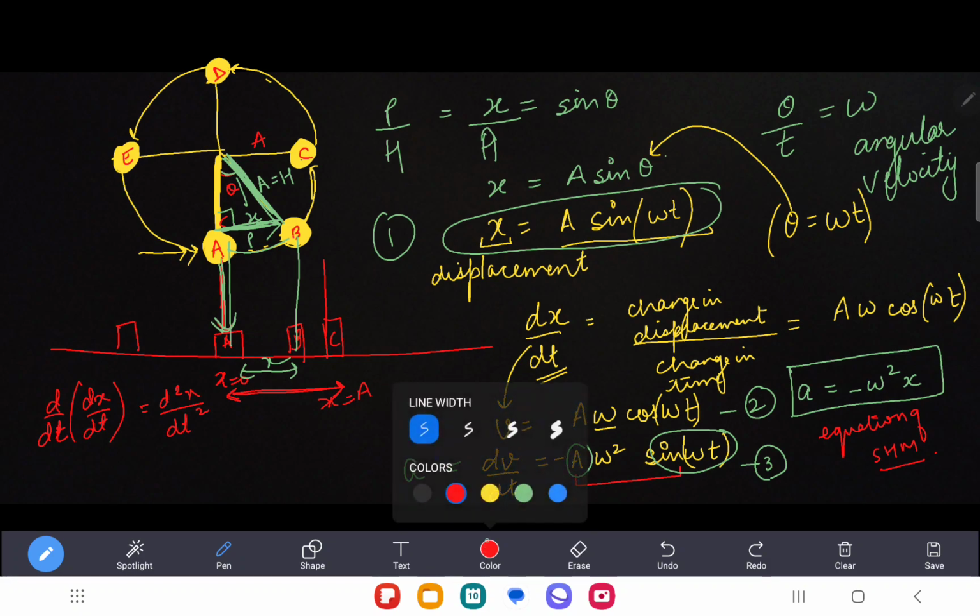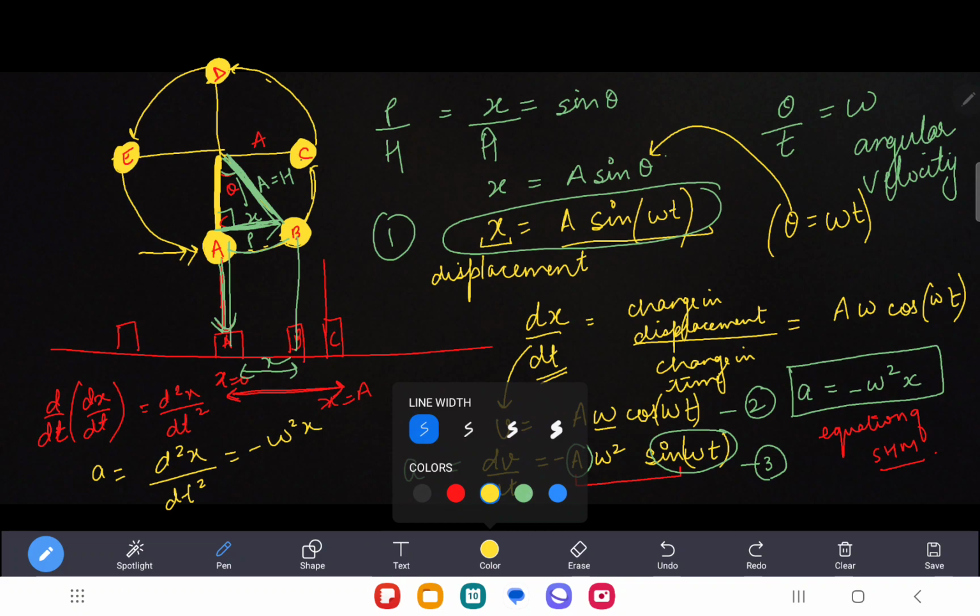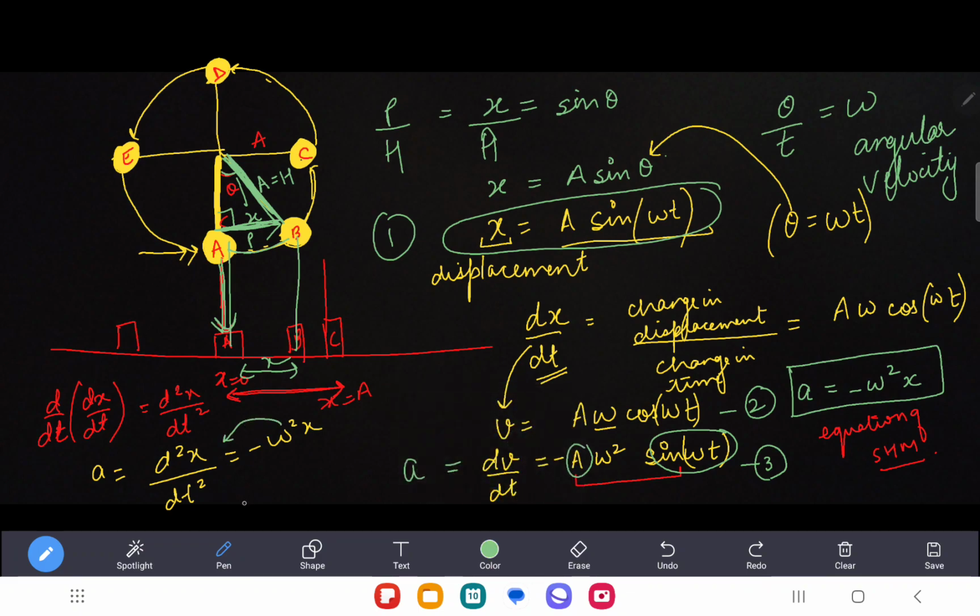So if I talk of acceleration, acceleration is nothing but d2x over dt square, and that is minus omega square x. In your books, what equation would you find? You will find this equation: d2x over dt square plus omega square x shall be 0. This is what they say is your equation for SHM.